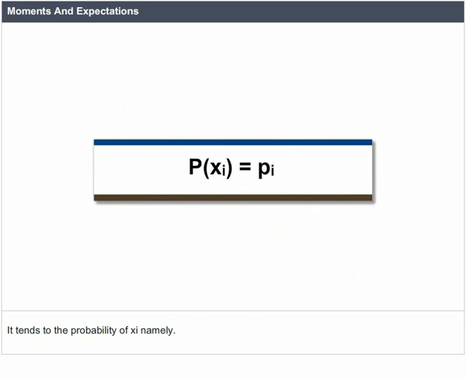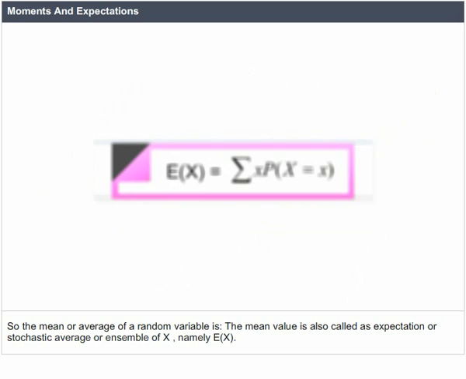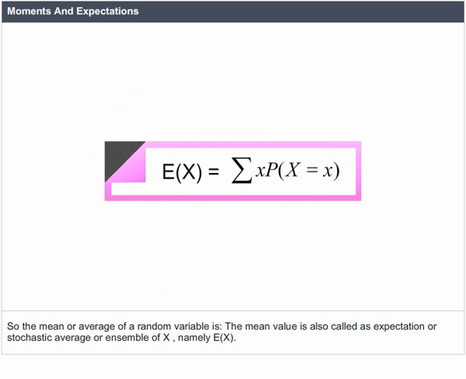So, the mean or average of a random variable, the mean value, is also called expectation, stochastic average or ensemble of x, namely E of x. Expectation of x equal to summation x into p of x. Definition of E of x.